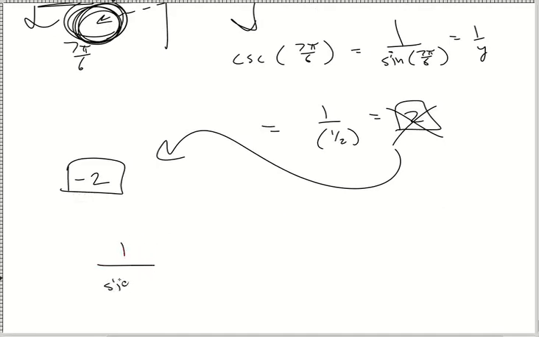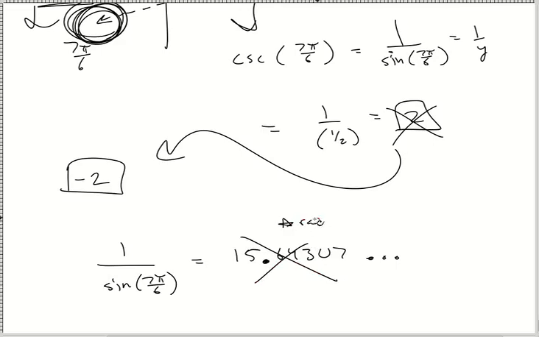So on your calculator, what are you going to do? 1 divided by the sine of 7 pi over 6. Notice that I don't have a cosecant button. If you have a fancy calculator, it's probably not allowed, but you can always do this. And I got 15.64307. Wah wah wah wah. Right? Wrong. You need to put it in radian mode. If you get something wonky, that's not the right mode. Look, calculator, -2.